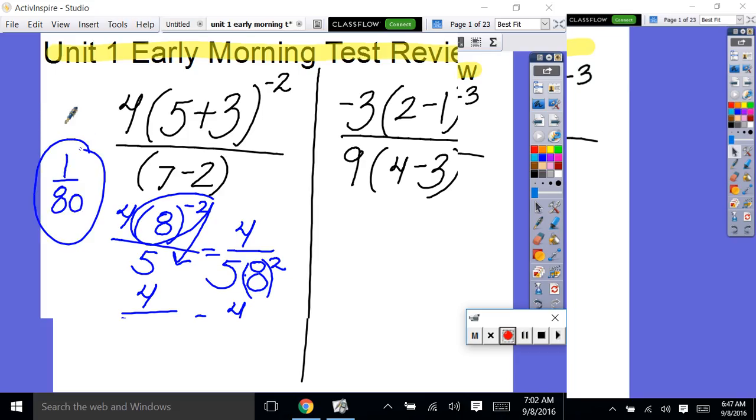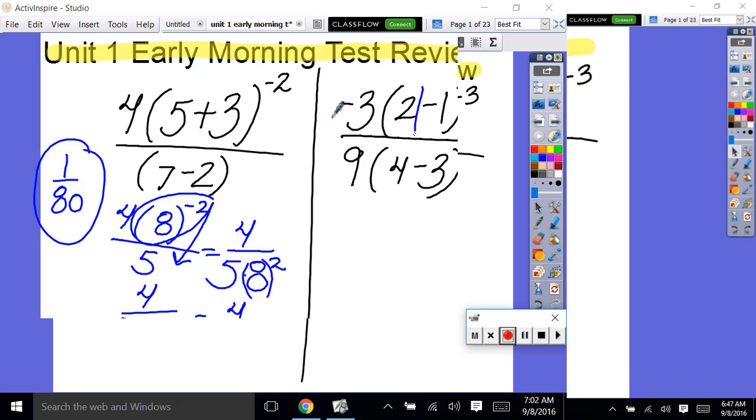So once again, that's going to be like the first thing you see on the test. So let's look at one more real quick. Over here, there's no variables, so this is just order of operations. Let's simplify in our parentheses first. 2 minus 1 is 1, right? Let's do that in our calculator. 1 raised to the negative 3. 1, right? 1 raised to the negative 3 is 1.